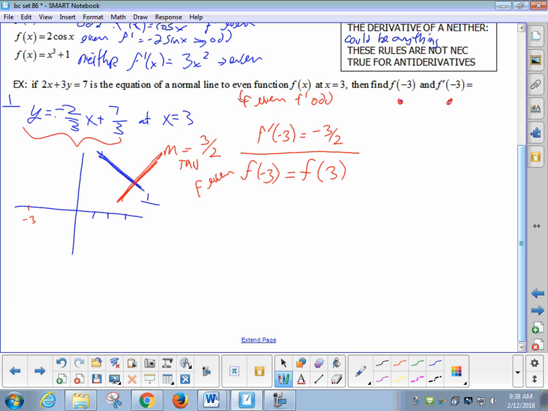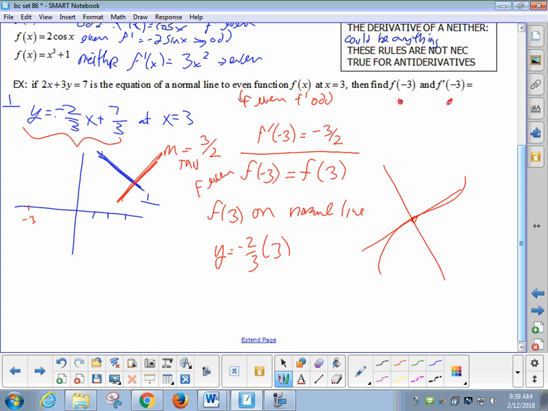It's tangent to the curve. Remember that points of tangency are shared by the normal line, the tangent line, and the curve. So that point is not only on the curve, f, but it's also on the tangent line and the normal line. So f at 3 is on the normal line, so I can plug that in. I can say y equals negative 2/3 of 3 plus 7/3, which is negative 2 plus 7/3.